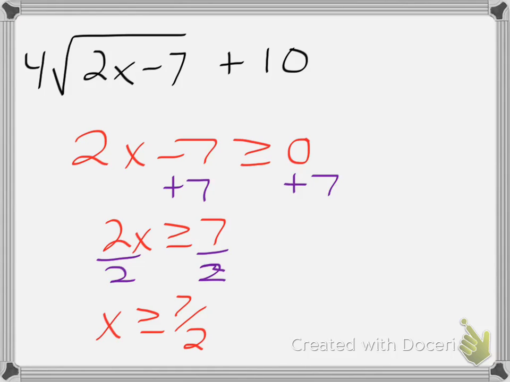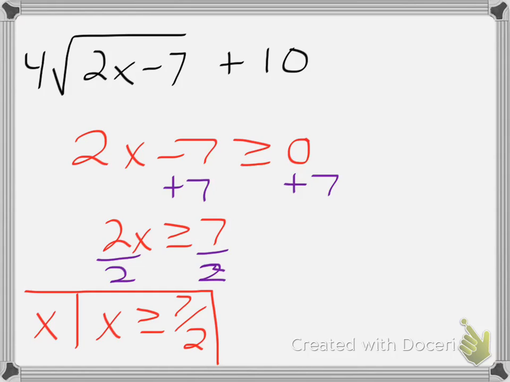Now keep in mind, when we have an inequality, if we ever at any point multiply or divide by a negative number, we flip our inequality. In this case, I divided by a positive 2, so it wasn't necessary. So I have my domain of x is greater than or equal to 7/2. And if I want to be more formal about it, I'll identify x as my variable, and I'll say x such that x is greater than or equal to 7/2. And that will be my final answer for the domain.